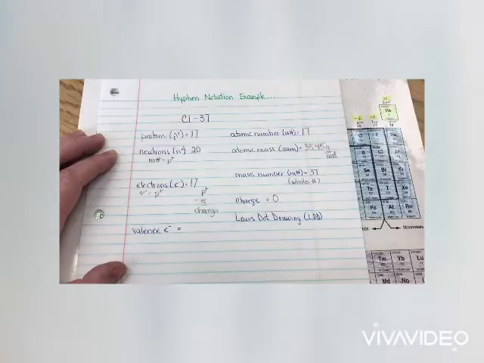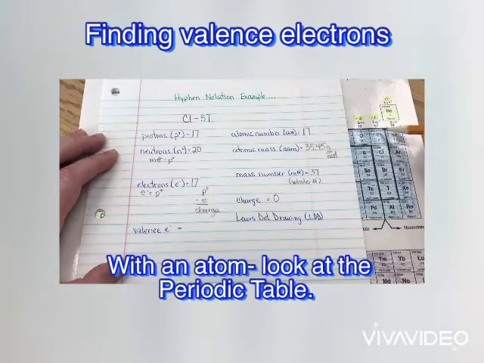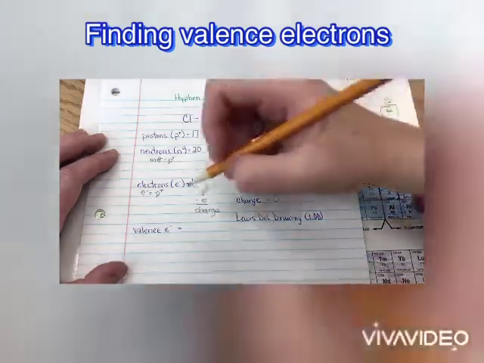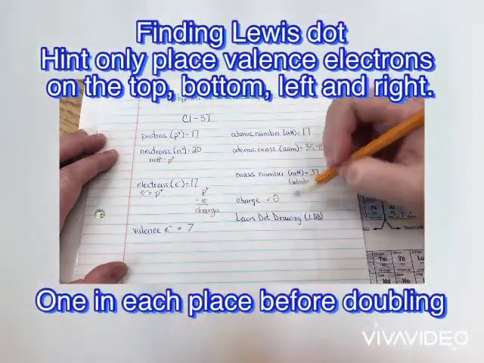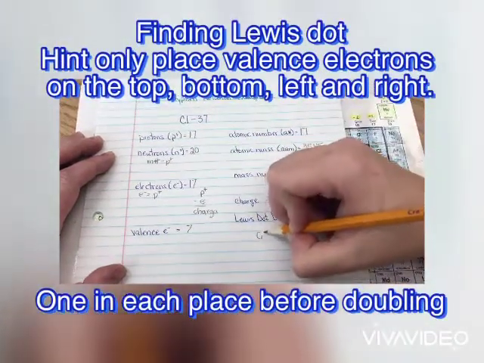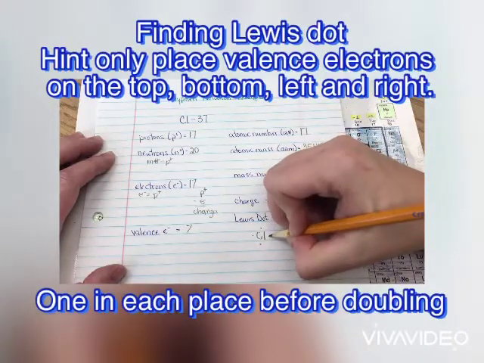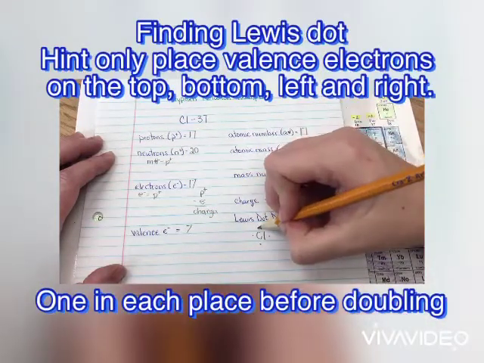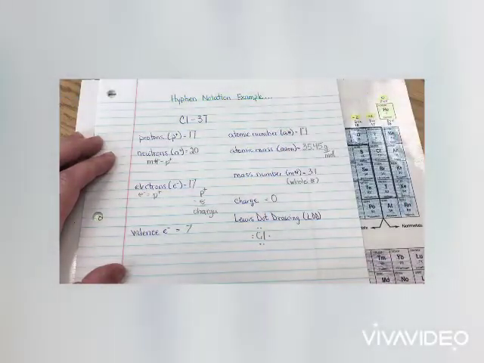Last thing on the periodic table, if you go to 17, our chlorine, go up to the top of the column, you'll see it says 7 Ve. That's our valence electrons. And then for Lewis dot drawing, we're going to take the chlorine, the symbol, and we put 7 dots around it. One on each side, top and bottom, and then you can double. And that is our Lewis dot drawing, and that completes our example.